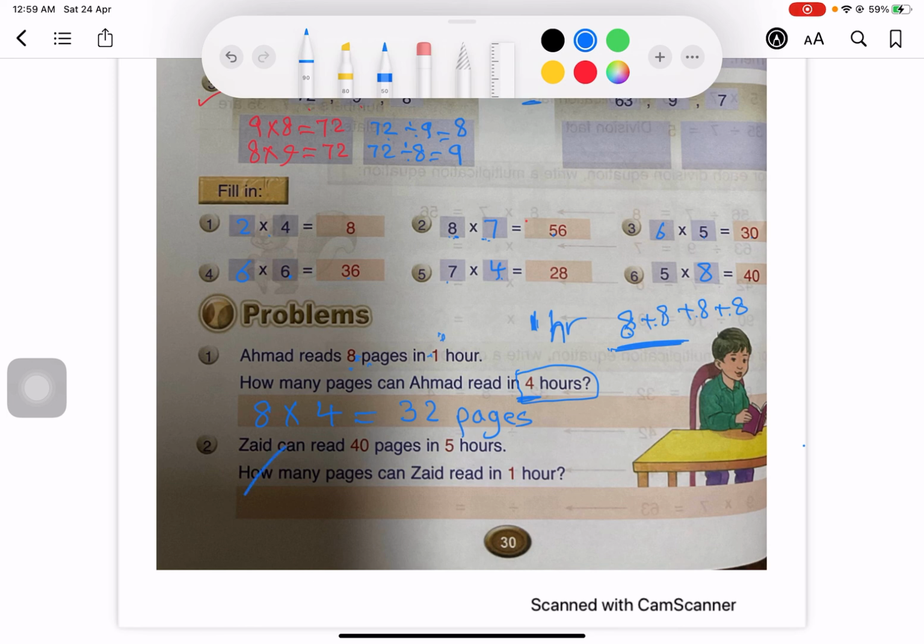Zaid can read 40 pages in 5 hours. Okay, this is different question. They give us the total now, that he can read 40 pages in 5 hours. In 5 hours, sorry. So how many pages can Zaid read in 1 hour?